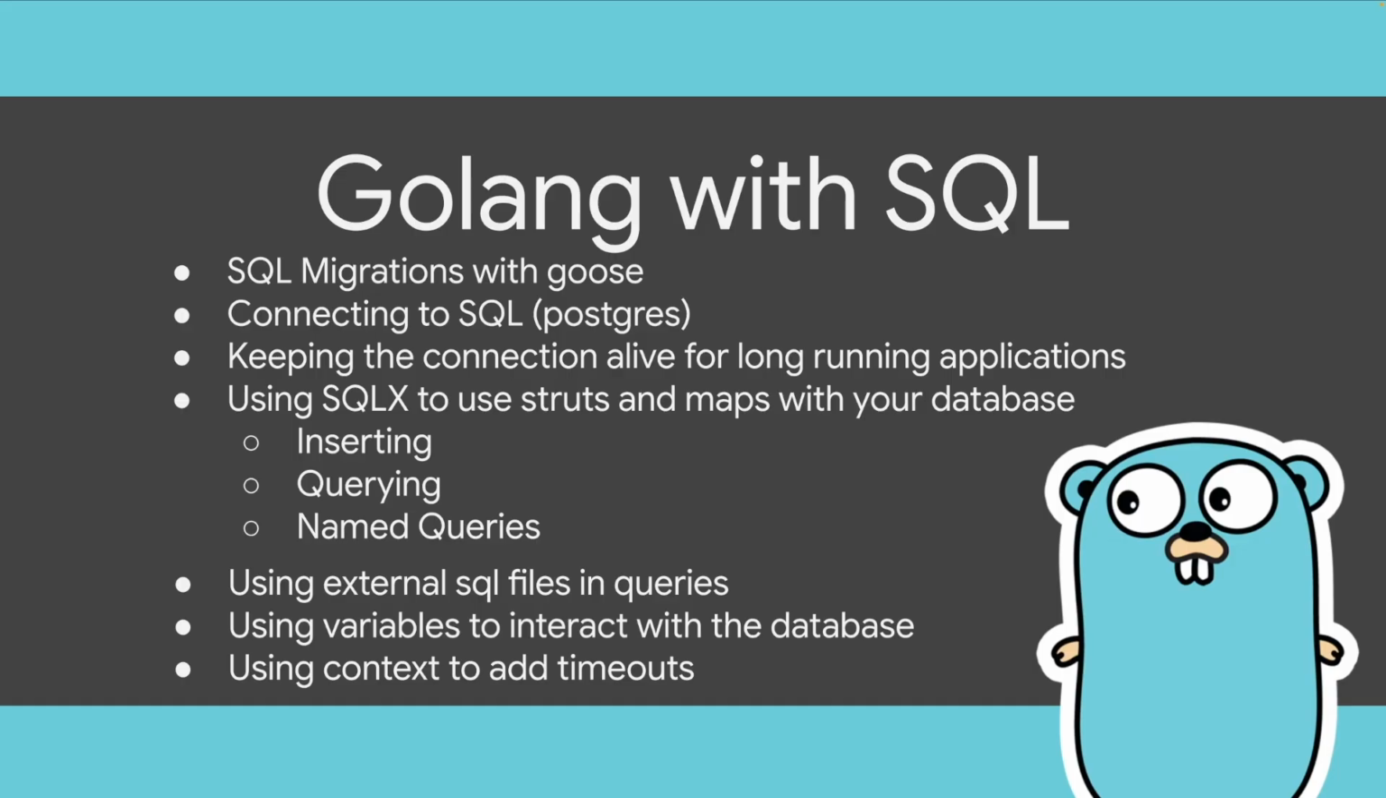And then we're finally going to have a quick look at context and how to add timeouts to your queries. For instance, if you're creating a Gin API and you don't want any of the API endpoints to run longer than 10 seconds, we'll be making a little function to be able to handle that.